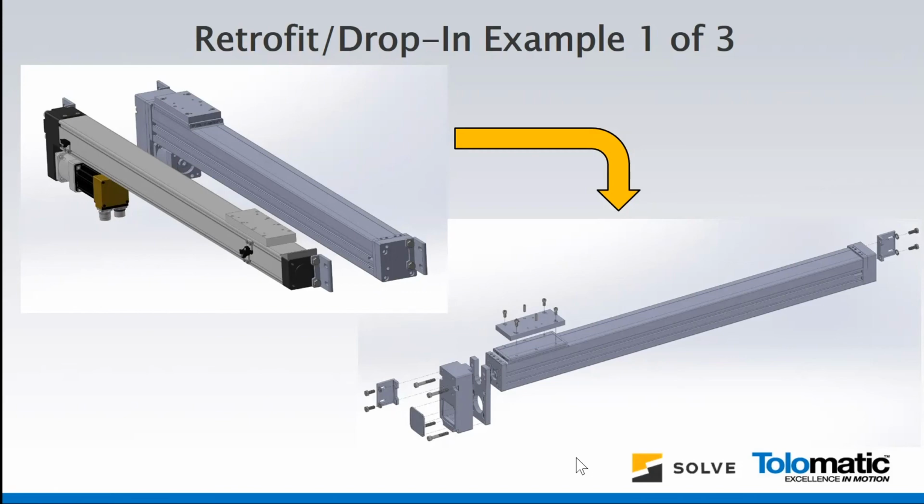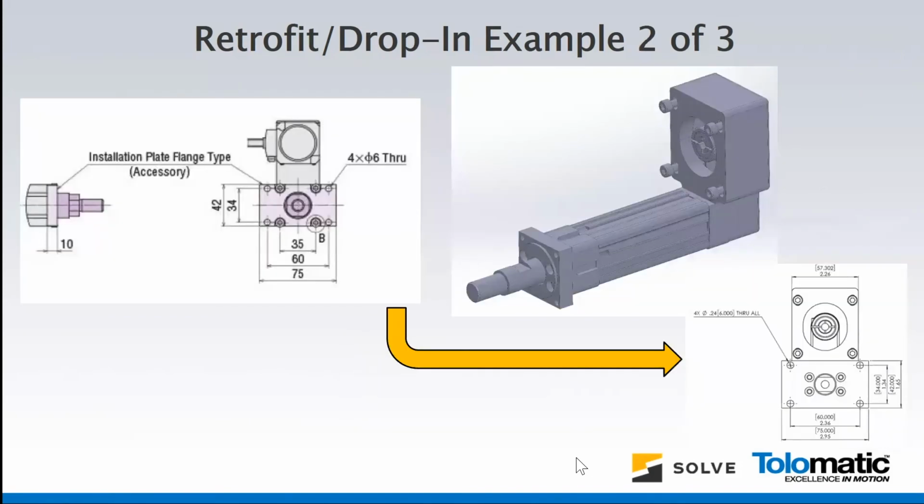So that's one example. There's a couple more here. So that's an interesting one. The thought process is the same. We had a rod style actuator in there that we wanted to retrofit with an RSA actuator. So there were two things that needed to change. One is the mounting flange for that actuator. So we created a custom mounting flange that had the same hole pattern of the existing actuator, but bolted on to the RSA Tolomatic actuator.